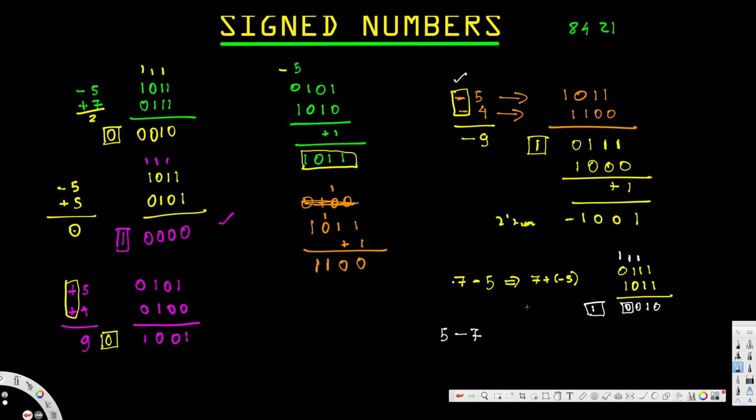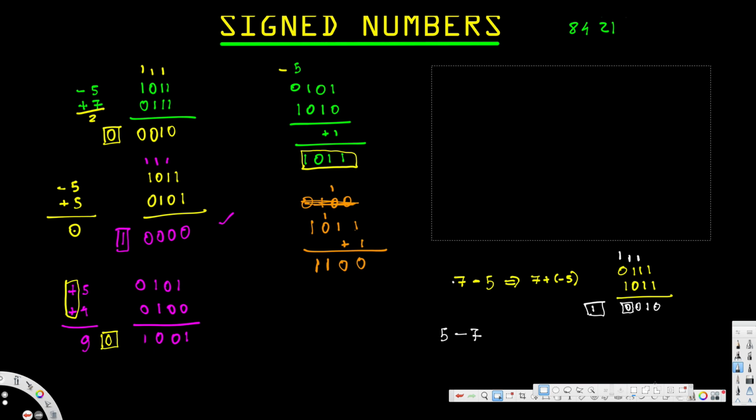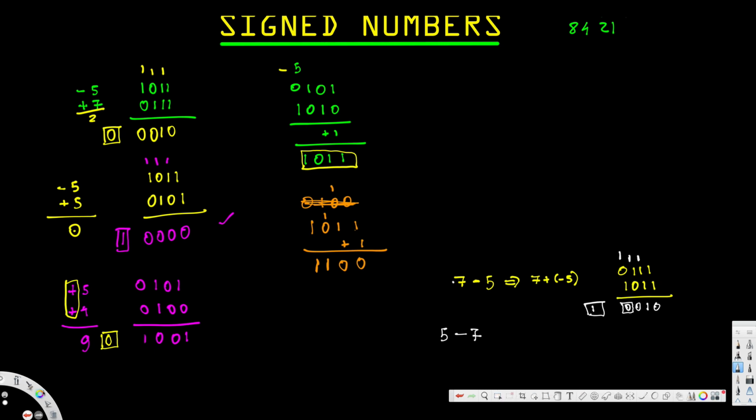Okay, now in order to do that, I need some space. Let's get rid of this one. Okay, let's get rid of this part right here. Let's continue here. Okay, let's say we want to add 5 minus 7. 5 is what? 5 is 0, 1, 0, 1, 0, 1, 0, 1. So here we have negative 7. So 5 minus 7 means 5 plus minus 7.